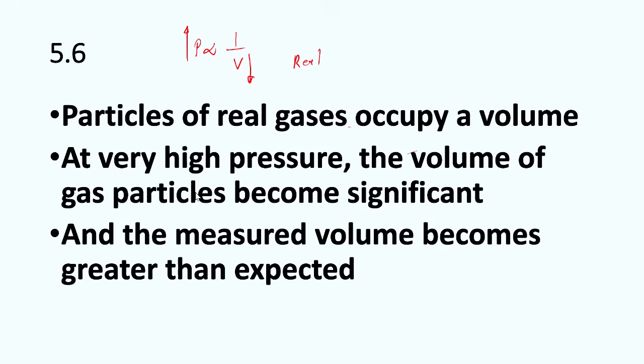So an ideal gas would have no definite volume, no definite mass, but a real gas occupies a volume, which deviates from ideal gas behavior, and therefore there is a deviation of the pressure-volume graph, right? And therefore we say the measured volume becomes greater than expected.